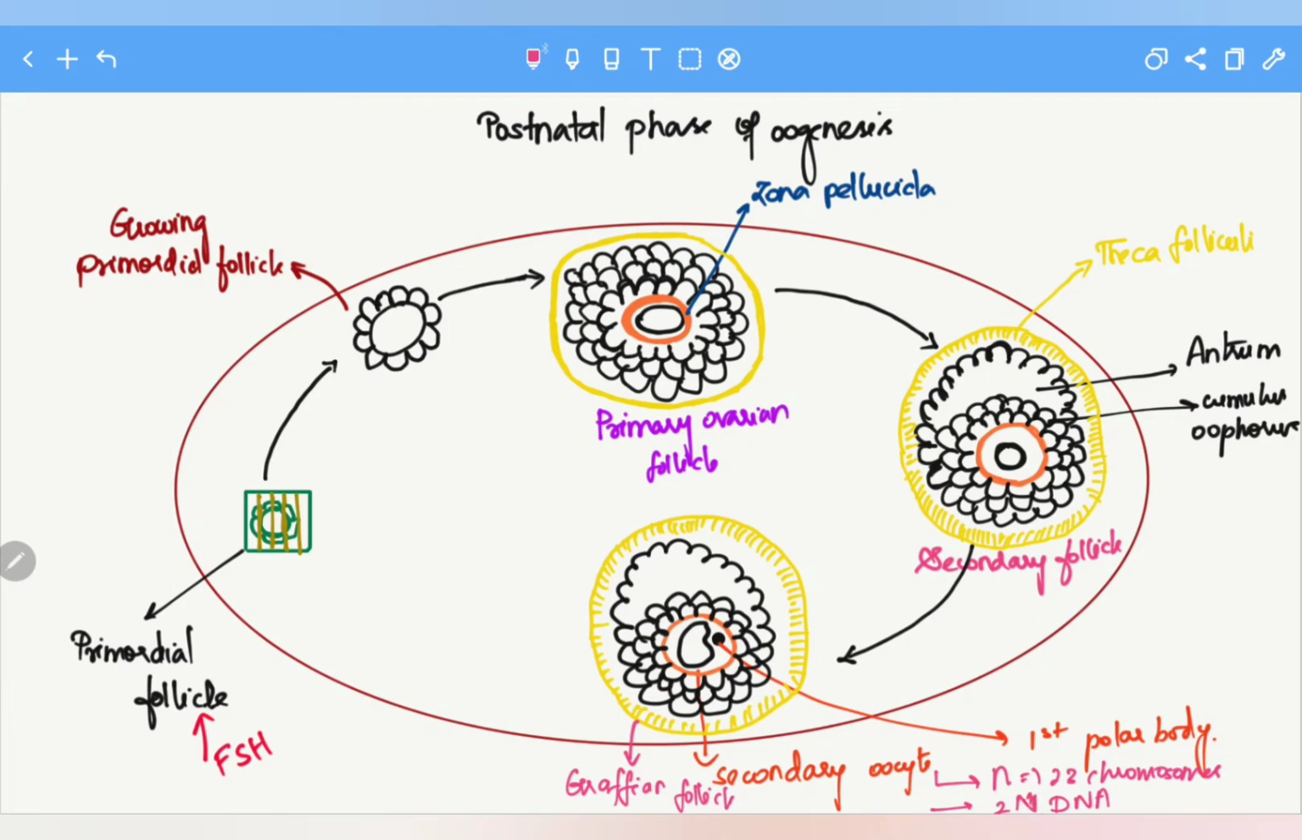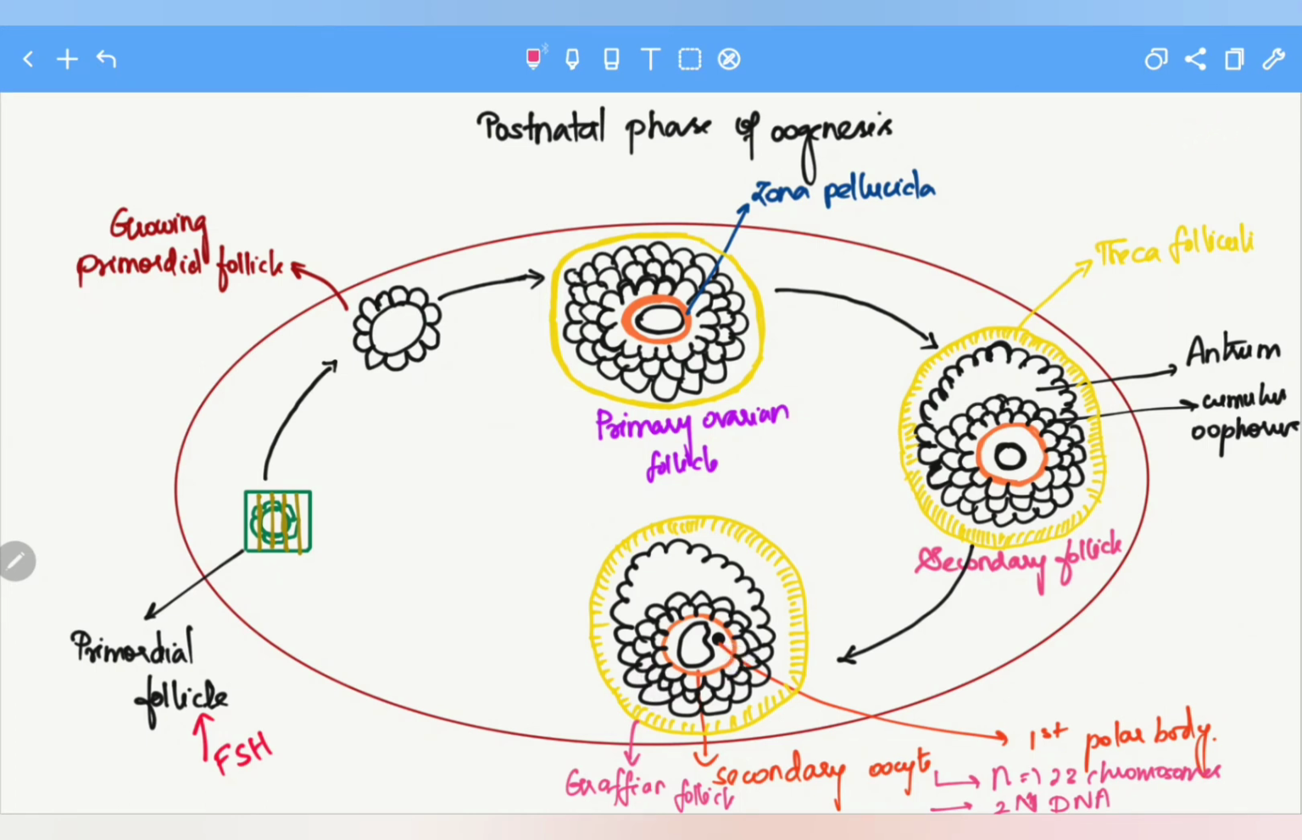Since it is equally split between the secondary oocyte and the first polar body, the size of the daughter cells has nothing to do with the chromosomal number and DNA, because it is only the cytoplasm that gets almost completely transferred to the secondary oocyte from the primary oocyte, and the polar body hardly gets any cytoplasm. That's why the size varies between the secondary oocyte and the polar body.